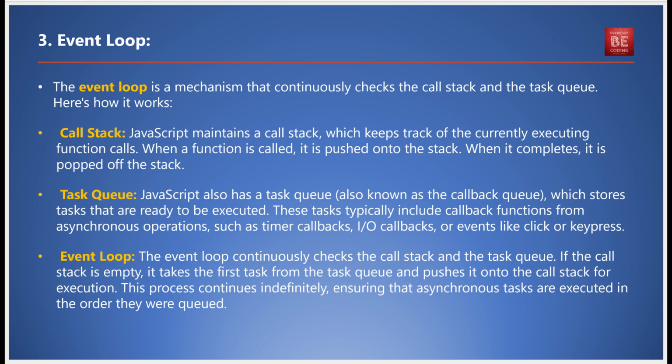The event loop is the maestro here, orchestrating this dance between the call stack and the task queue. If the call stack is empty, the event loop takes the first task from the task queue and pushes it onto the call stack for execution. This process continues indefinitely, ensuring that asynchronous tasks are executed in the order they were queued.